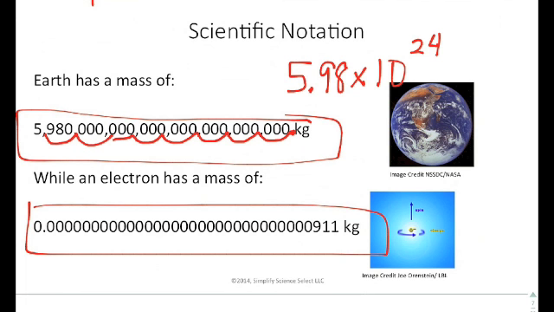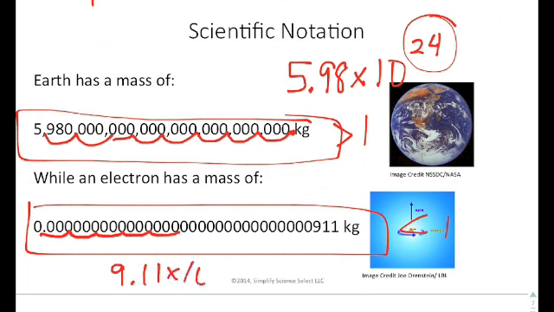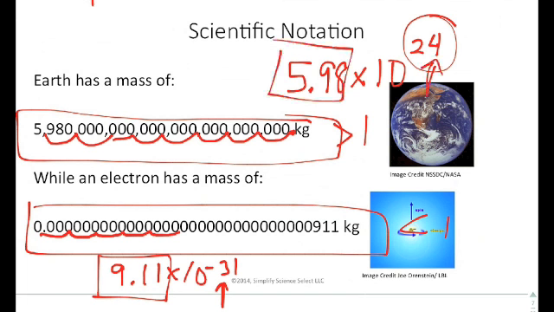You ask yourself, is this a number bigger than 1? If it's a number bigger than 1, then it's going to be a positive exponent. Now right here you see this is a number that's less than 1, so it's automatically going to have a negative exponent. So we do the same thing. We do 3, 6, 9, 12, 15. You keep doing it. It ends up being 9.11 times 10 to the minus 31st. Okay, number between 1 and 10, whole number exponent.